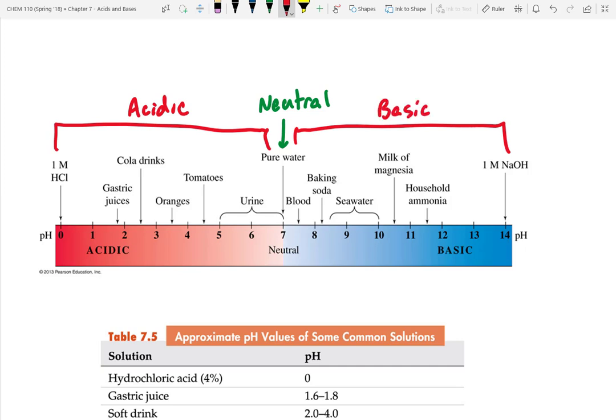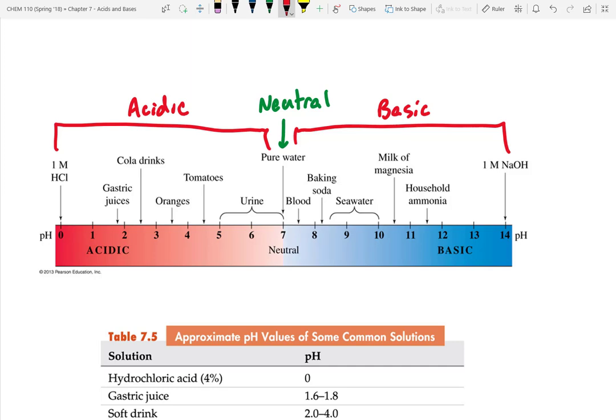And we, in lab, went through and checked a bunch of household things. There's a bunch of them listed on here. So for example, your stomach juices, meaning gastric juices, are about a pH of 2. Cola drinks are about 2.3. They're actually on the chart. They're not off the charts. Oranges and tomatoes are acidic. Your urine is slightly acidic too. Your blood, on the other hand, is slightly basic.